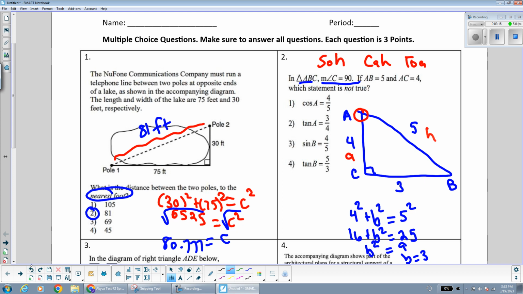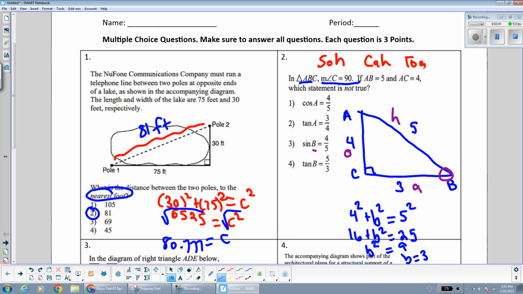Let me reset, because for the next answer choice, I already see we're focusing on a different angle. We're focusing on angle B. So from angle B, this would be opposite, adjacent, and hypotenuse. So sine is O over H. So sine of angle B would be 4 over 5. So that is correct. And then finally, tangent of angle B.